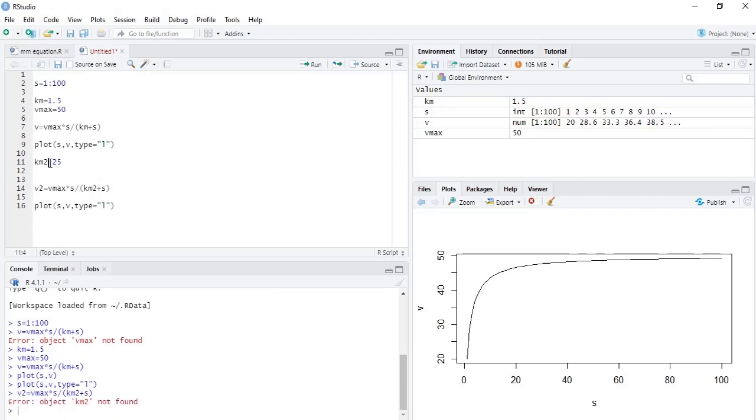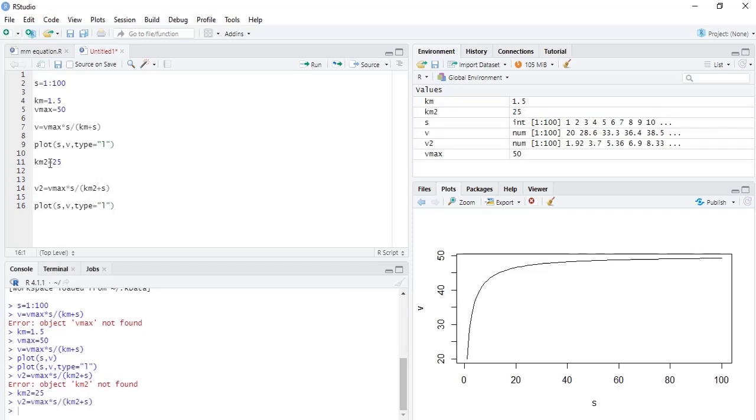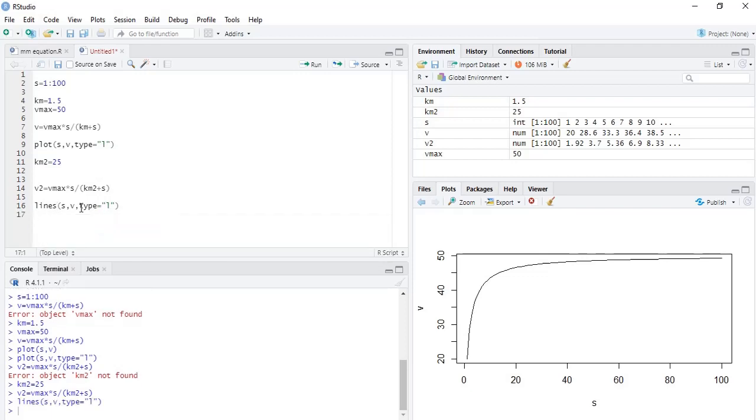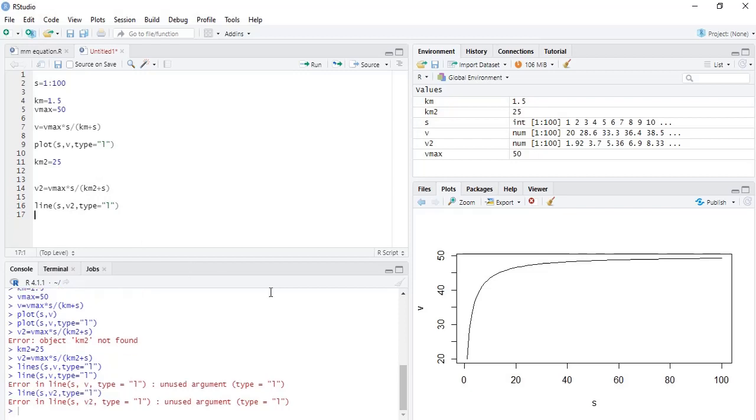And it is saying error at Km2 because we forgot to run this Km2. We'll run that, and we'll run the V2 also, and we'll run that plot. We need to change that, and we will make it lines so that it will get added to the existing plot, and we'll run that. Lines is not getting added, S we will remove and run that. Okay, this V we forgot to change to V2, and now we'll run that.